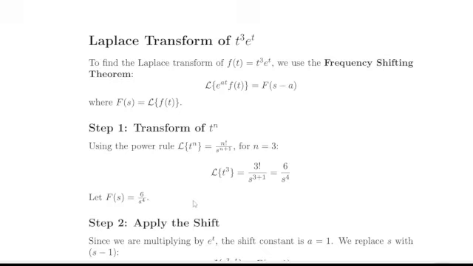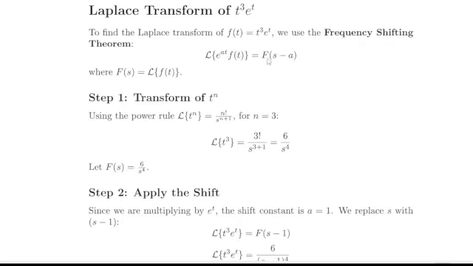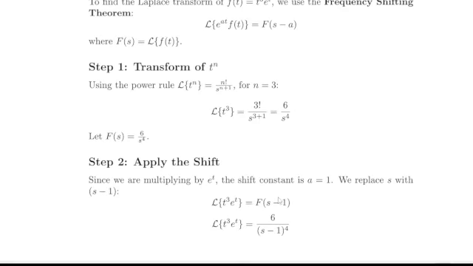Now we want to apply the shift. So clearly we have e to the t, which a in this case is going to be 1. So we're going to replace in this formula here a with 1. So we have capital F of s minus 1. We said capital F of s is 6 over s to the fourth power. So we're going to replace s with s minus 1 to get the Laplace transform as 6 over s minus 1 raised to the fourth power.